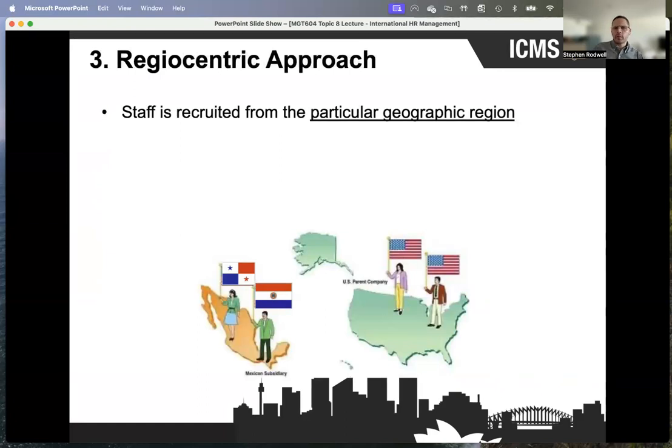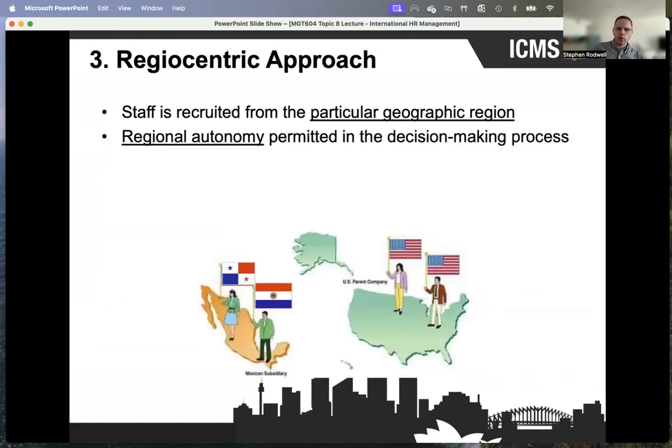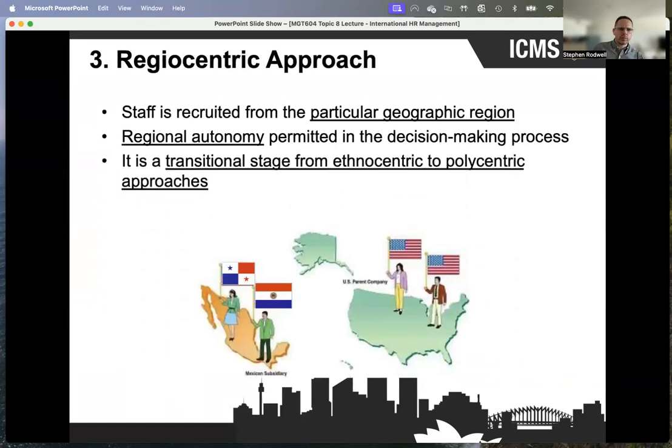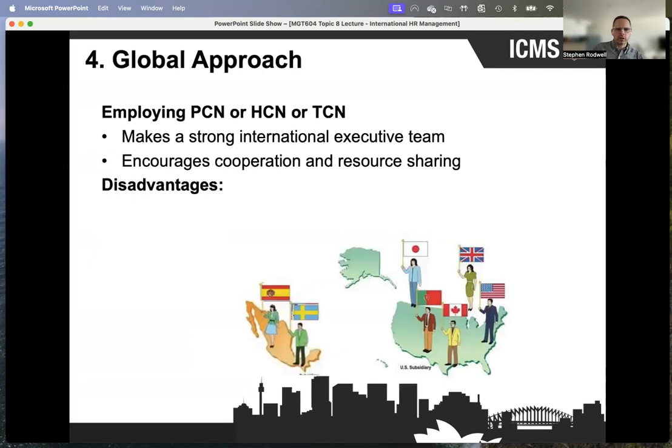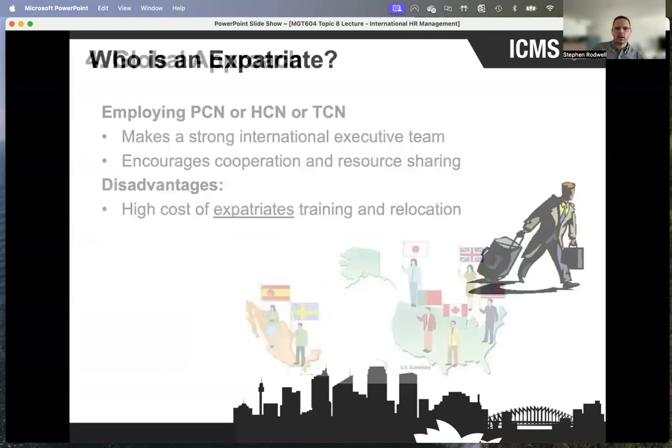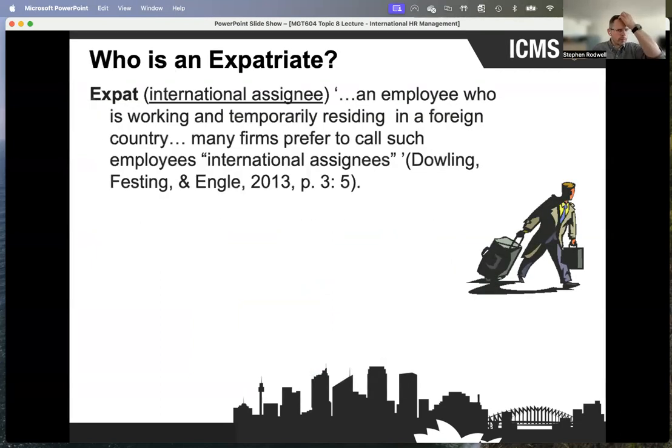For the regiocentric approach, staff is recruited from a particular geographic region. Regional autonomy is permitted in the decision-making process. It's usually a transitional stage from ethnocentric to polycentric approaches. And then last of all, we've got that global approach that we talked about, which makes a strong international executive team and encourages cooperation and resource sharing. However, the disadvantages here: there can be a high cost of expatriate training and location, which we will talk about.